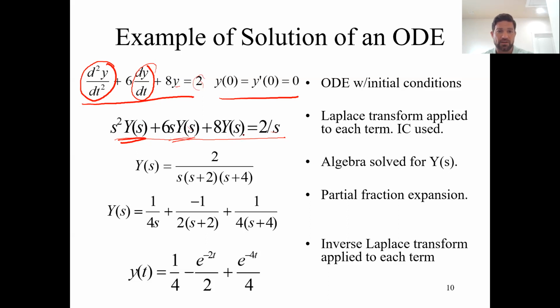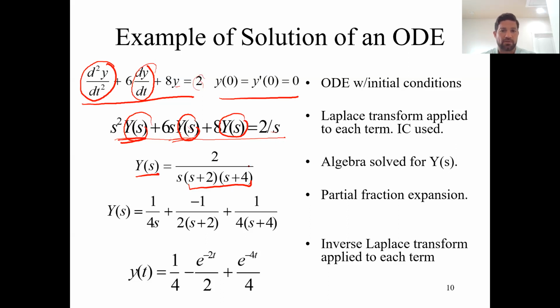Now what we have to do is rearrange and solve for this term right here. You can see that we solve for this term by just factoring out s squared plus 6s plus 8, and then we divided it through to the other side. So we solve for Y(s). The s squared plus 6s plus 8 is just this right here, but this was also factored.